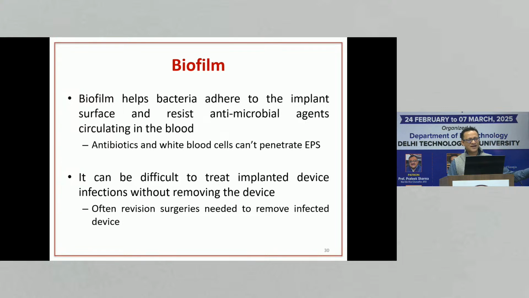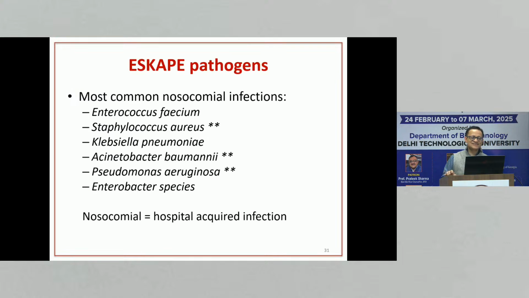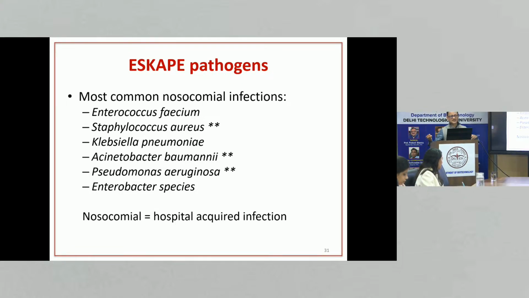And if it's an implant, how do you even clean that biofilm now? You might have to do a revision surgery to remove it and put a new implant. Now they say these ESKAPE pathogens are the most common pathogens responsible for infections, hospital-acquired infections. Okay, Staph aureus, Acinetobacter baumannii, Pseudomonas, they have drug resistance also. So multiple drugs they are resistant to.